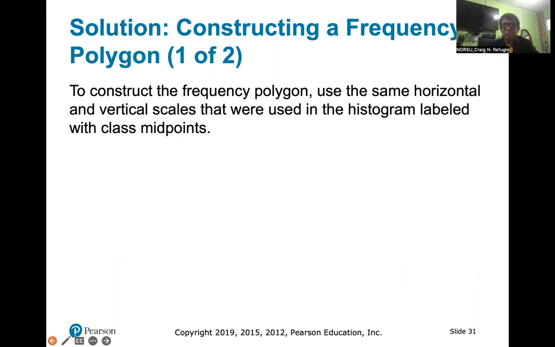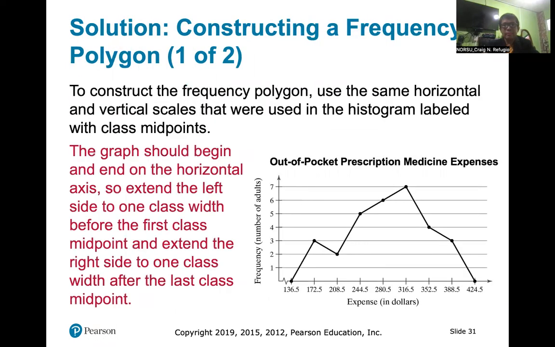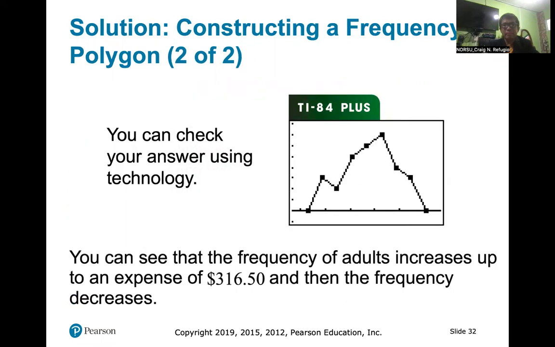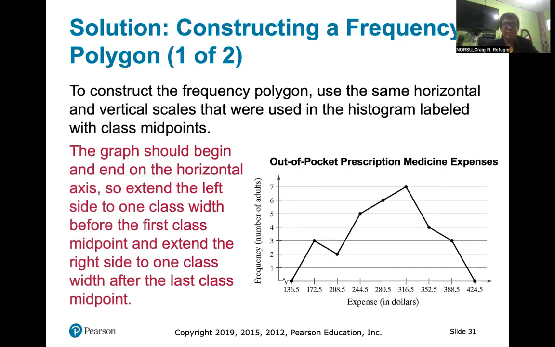Then going back to this claim in here, you can see that the frequency of adults increases up to an expense of 316.50, and then the frequency decreases. That is still part of the interpretive exercise. Remember that I mentioned the interpretive exercise, and you created your own interpretive exercise, and you created a video about that interpretive exercise.